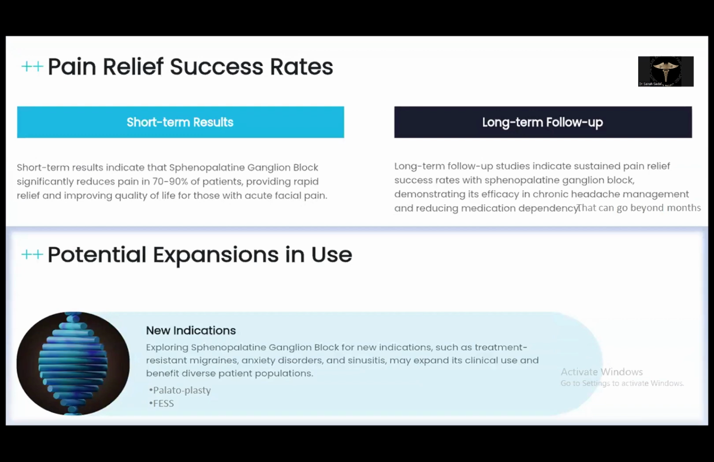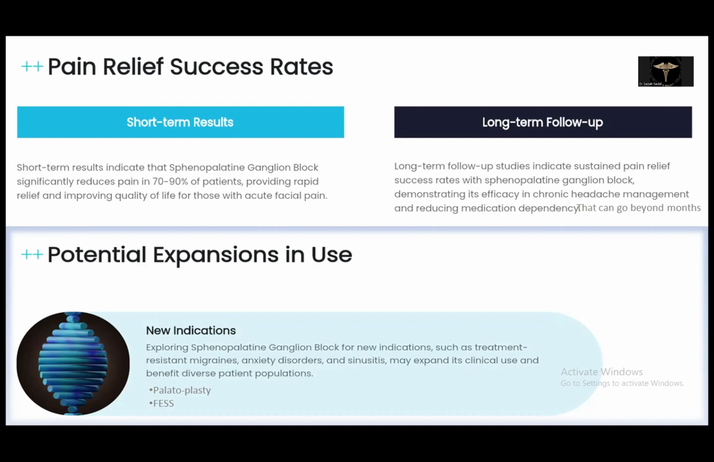That is my last slide, short-term and long-term follow-up. Its short-term results are very good, like in 70 to 90% of patients there's instant pain relief. In the long-term follow-up, it also has promising results. Studies show that sustained pain relief success rates are good, and it can go beyond months.